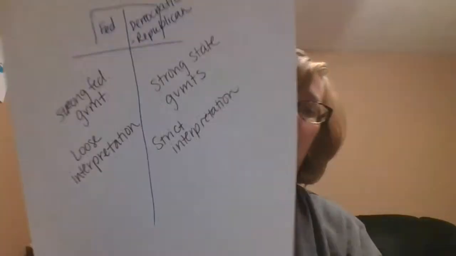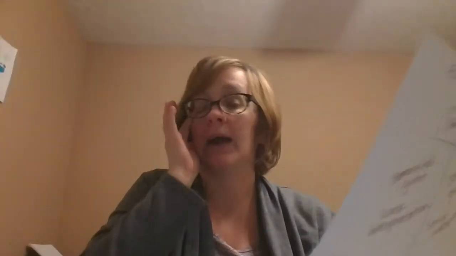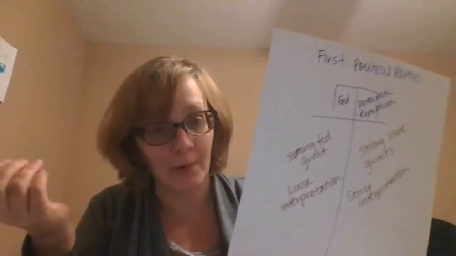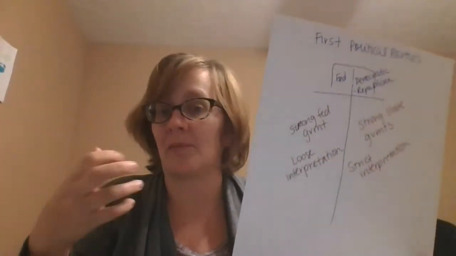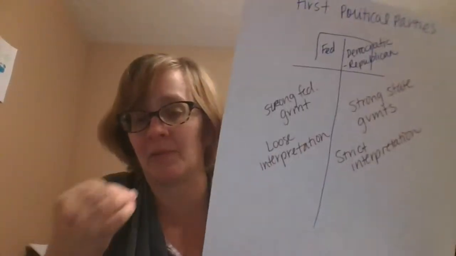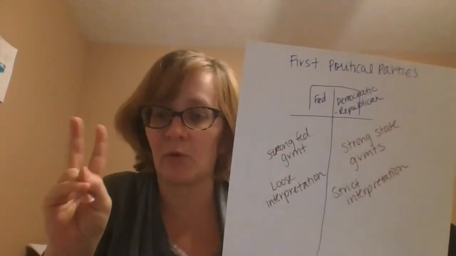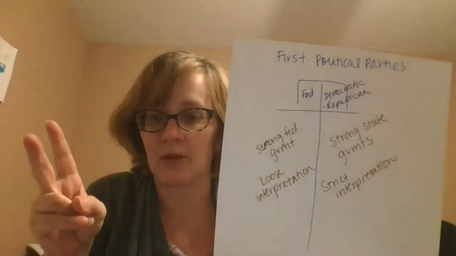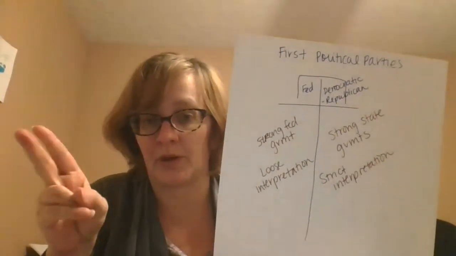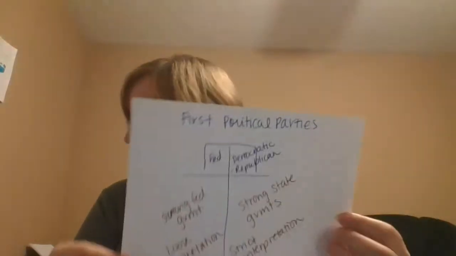You can also talk about how the Democratic Republicans supported farmers. So their support mostly comes from the South, whereas the Federalists supported industry. So their support mostly comes from the North. But the heart of the conflict is these two issues: states or federal, loose or strict. And that's the split that causes the first political parties.